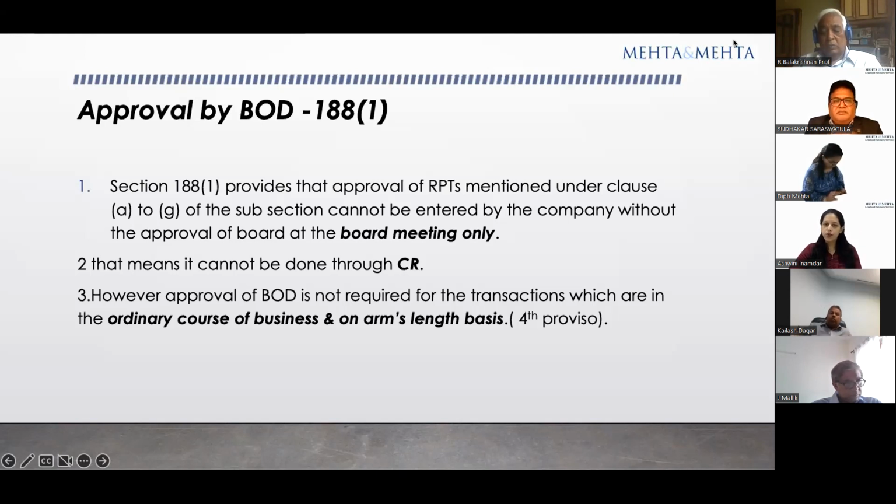Here it is important to note that this is applicable only to unlisted companies, because LODR does not distinguish between ordinary course and arm's length. All transactions require approval under the LODR mechanism. So for all the companies which are required to follow only the Companies Act, if the transaction is in the ordinary course of business and on arm's length basis, then approval is not required. And I think this has been elaborately dealt with in the previous sessions also on RPT.